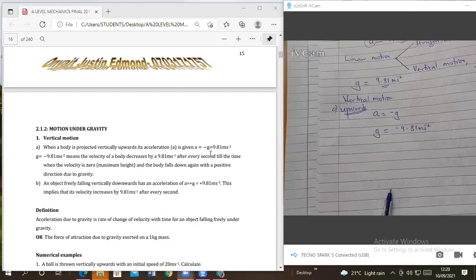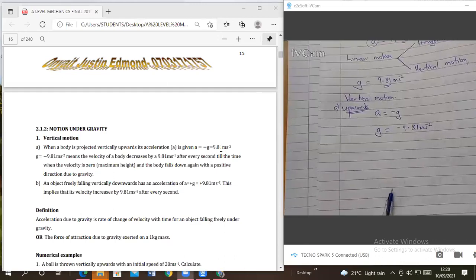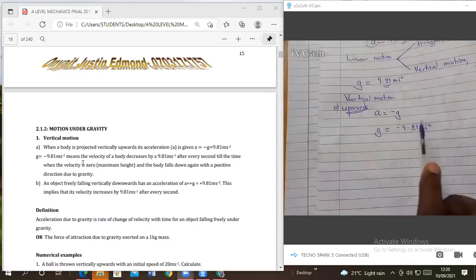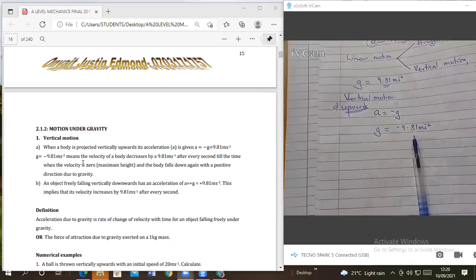I'm with you. Okay, that means that acceleration due to gravity will be negative. When we talk of acceleration, it means the speed of a moving body is changing. Take for example, if it's 9.81 meters per second squared, it means in 1 second, the speed is changing by 9.81 meters per second. That's what acceleration means.